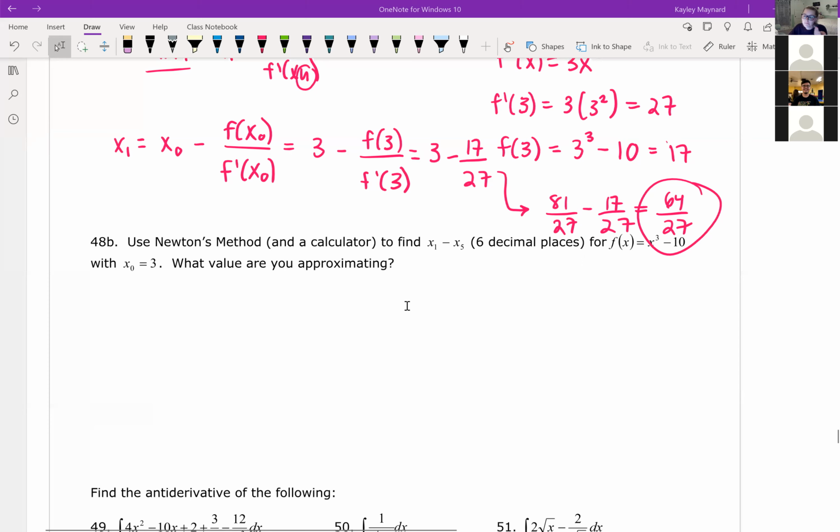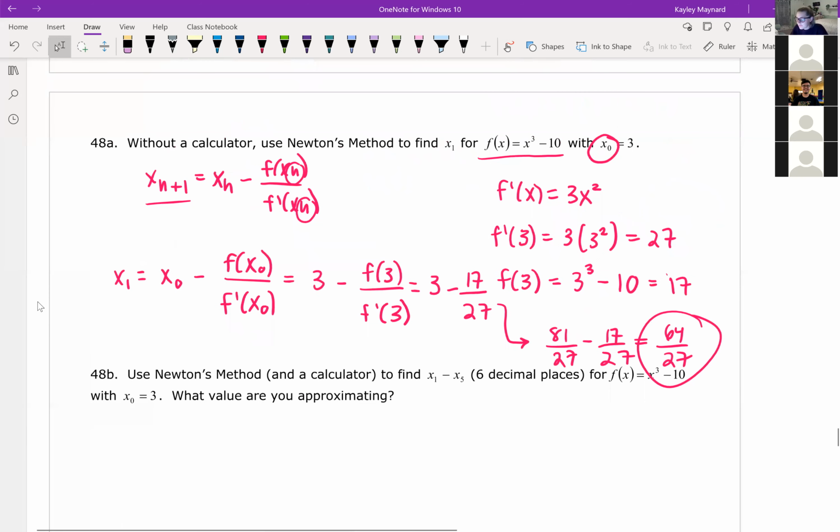It's kind of fun, but it's not on the exam. I can understand how part B would go. So you just plug in 64 over 27 to the functions and just keep iterating from there, correct? Yep. So essentially you type in what we got, 64 over 27, and then you tell your calculator what to do and just keep hitting enter, and it will keep doing successive approximations.